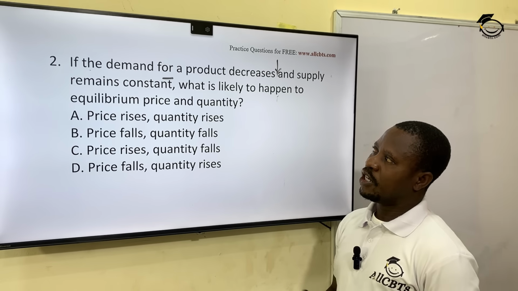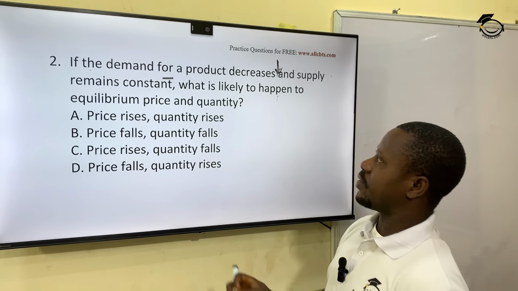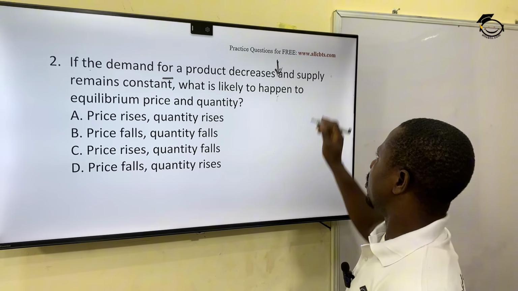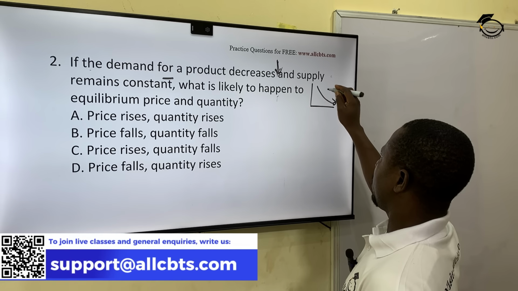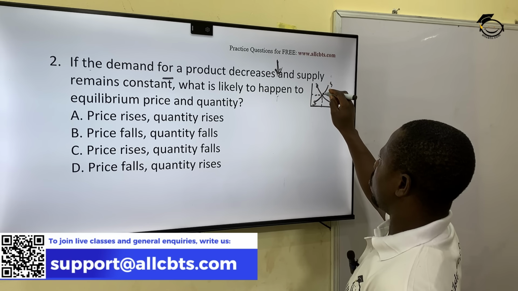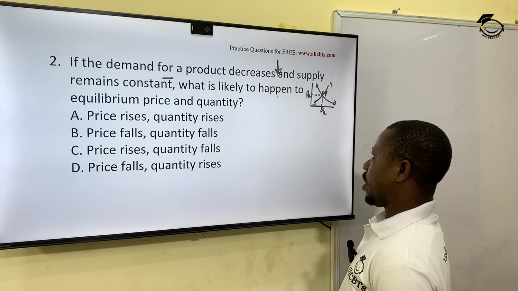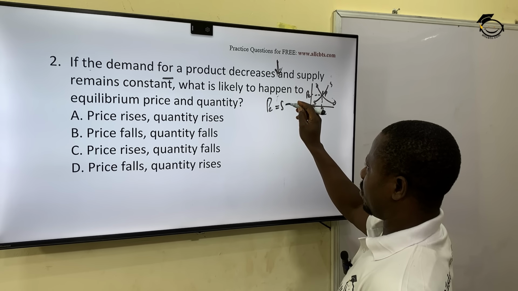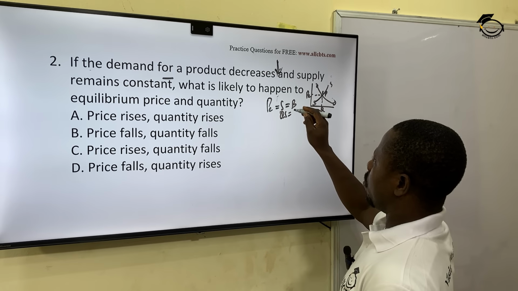The next question: if the demand for a product decreases and the supply remains constant, what is likely going to happen to equilibrium price and quantity? What is equilibrium price? As you have it like this, this is your demand curve, this is your supply curve, and this point of intersection is the equilibrium point, where this is equilibrium price, and this is equilibrium quantity. So equilibrium price is the price where the seller is ready to sell and the buyer is ready to buy. In other words, the price where quantity supplied equals quantity demanded.